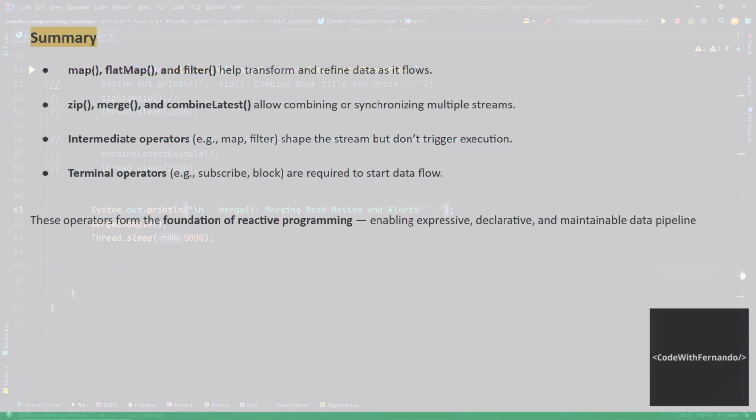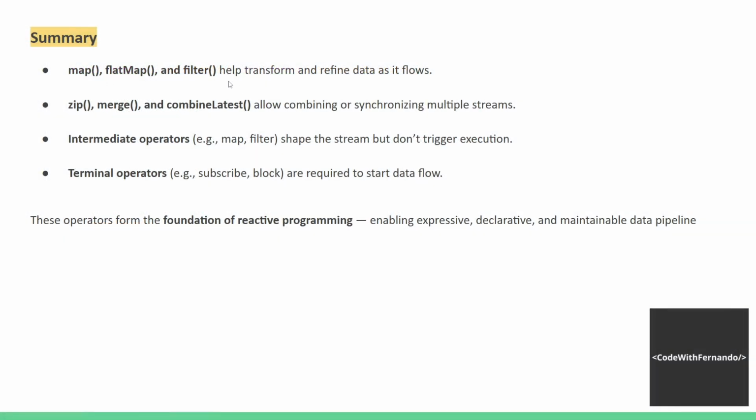Great. Thank you. Okay, summary. Map, flatMap, and filter help transform and filter data as it flows. Then we have zip, merge, and combineLatest, which allow combining or synchronizing multiple streams. Then we have intermediate operators such as map and filter. They shape the stream, but they don't trigger execution. That's why they are called intermediate operators. Finally, we have terminal operators like subscribe or block, which are required to start data flow. These operators form the foundation of reactive programming, enabling expressive, declarative, and maintainable data pipelines. Thank you.